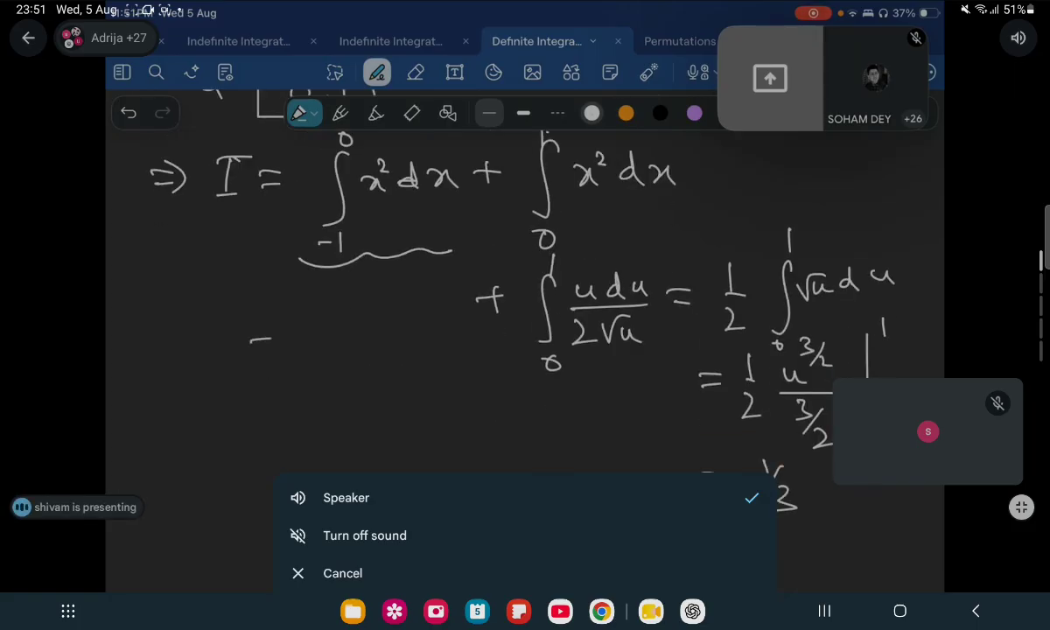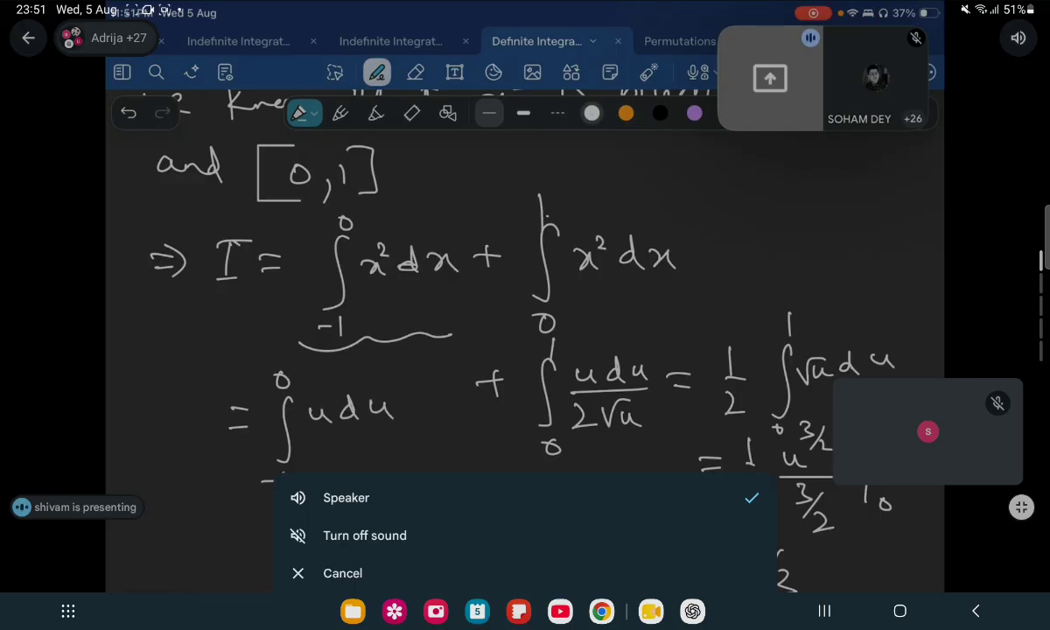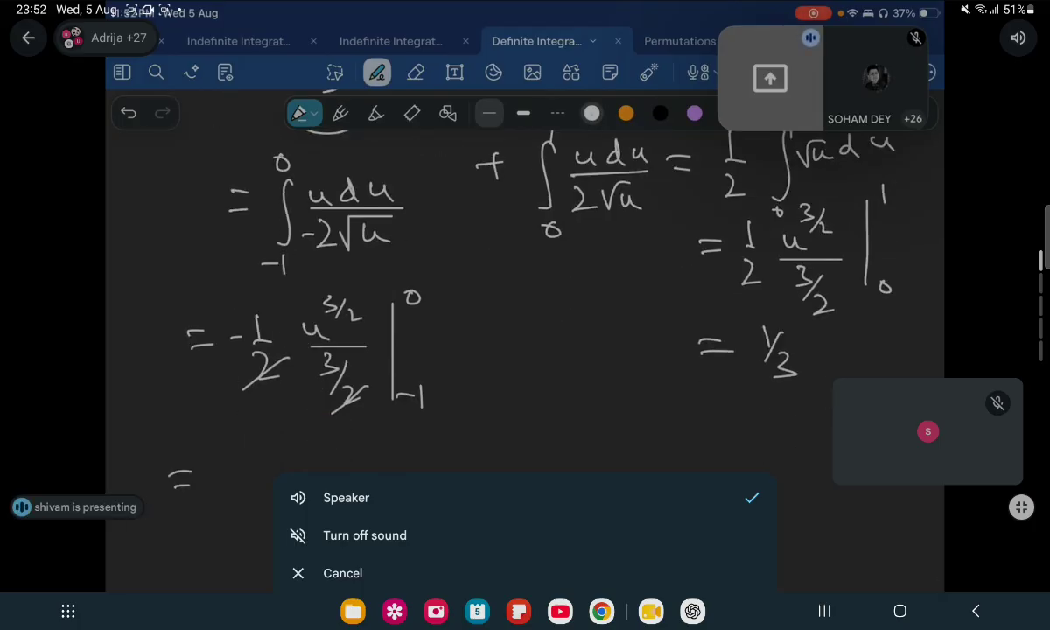And the first term will become integral from minus 1 to 0 of x square dx, that will become u du divided by minus 2 root over u. Right, everyone, tell me. So this will become negative of minus 1 by 2 u to the power 3 by 2 divided by 3 by 2. So 2 gets cancelled. We need to substitute from 0 to minus 1. When you substitute 0, it is 0 only. When you substitute minus 1 to the power 3 by 2.